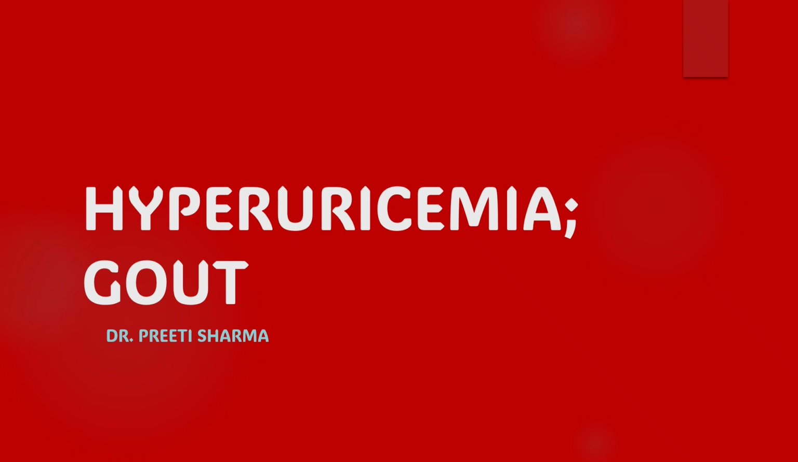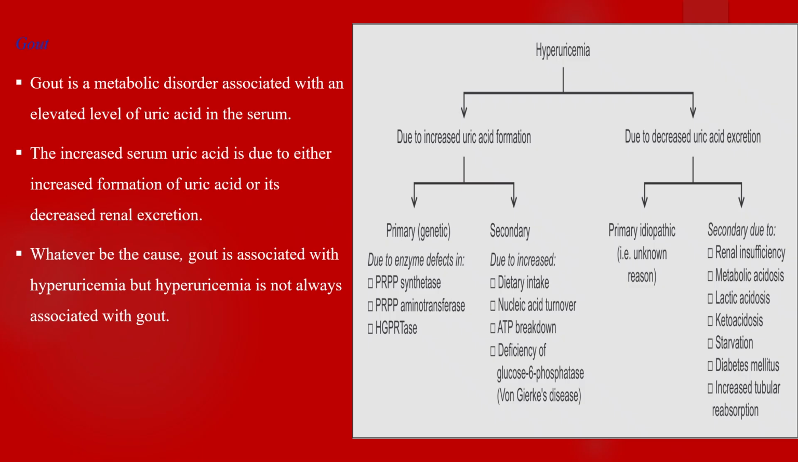So today we will discuss hyperuricemia and gout. Catabolism of purines like adenine and guanine produces uric acid. At physiological pH, the uric acid is mostly ionized and is present in the plasma as sodium urate. Elevated serum urate concentration is known as hyperuricemia. So this is the definition of hyperuricemia.